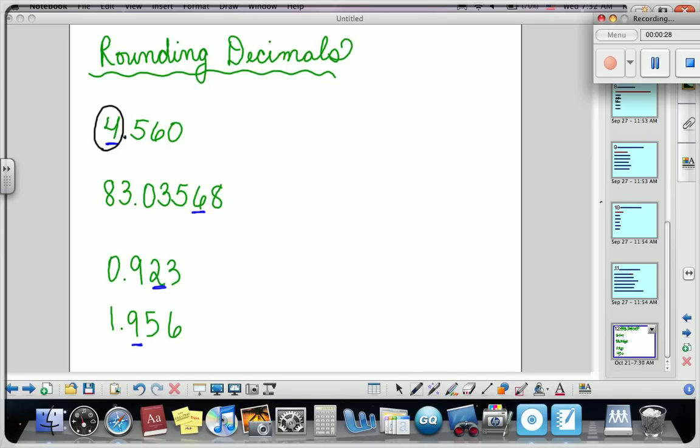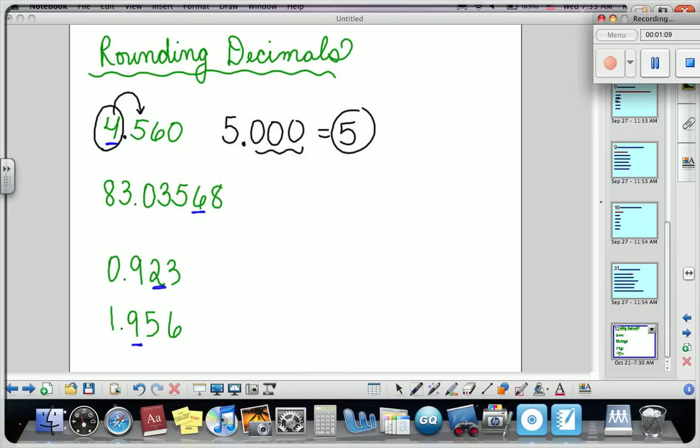So same as with rounding whole numbers, we're going to look to the place value to the right, and if it is 5 or greater, we round that number up. So it is 5, so we're going to round the 4 up to 5. Everything after it becomes a 0. Well, we know that 5.0000 is really just the number 5, okay? So 4.560 rounded to the ones would just be 5, okay?